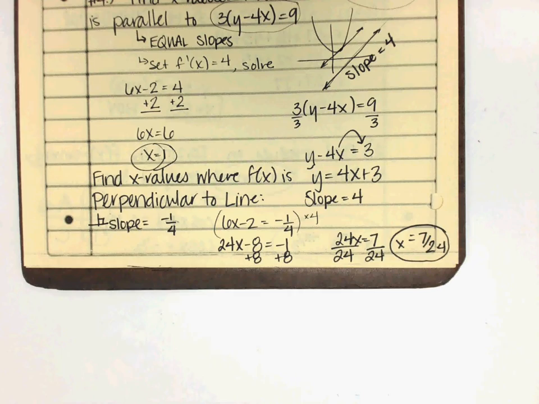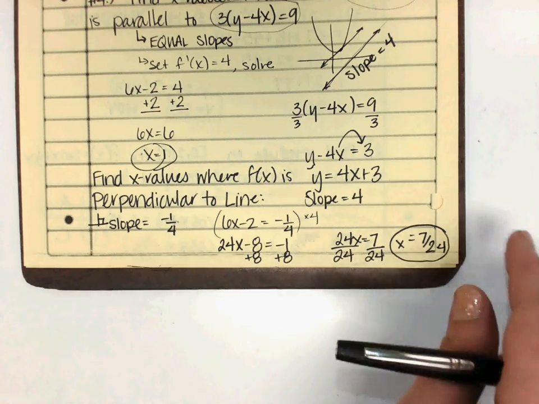Okay, so parallel lines, same slope. Perpendicular lines, opposite reciprocal slope. Okay, let's do one with an ln.